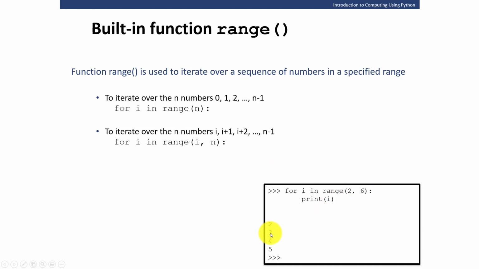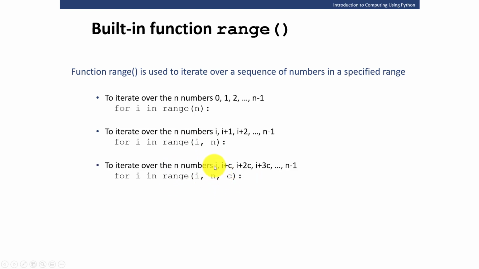Okay, so 2, 3, 4, and 5. When I reach 5, I'm gonna stop because it's n minus 1. And I can have another version of range where I can determine the step size. Okay, so the step size is C. So instead of just incrementally going by 1, I can go by what, guys? I can go by the step size.